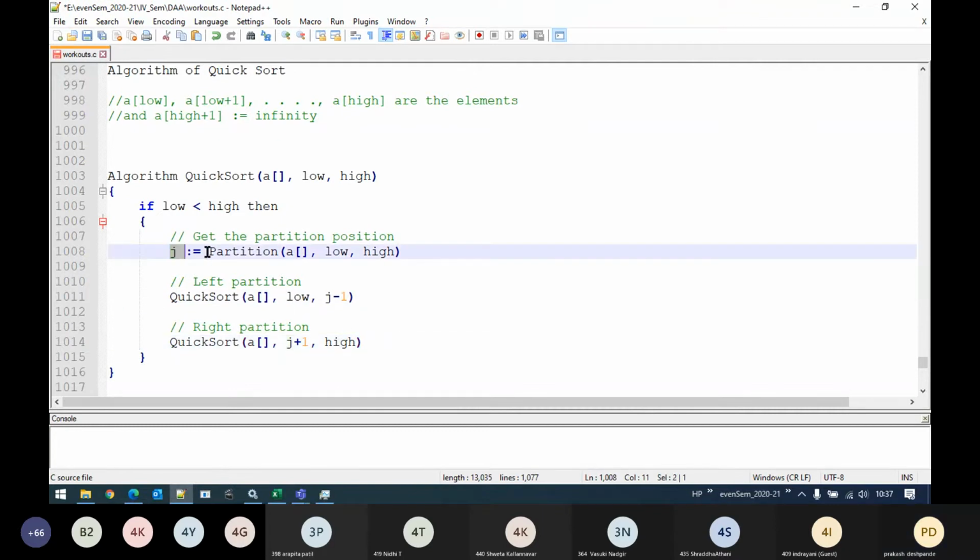Now call the partition here. This partition is another procedure which we have implemented in this algorithm. We will call it by passing the array, low and high. What this partition procedure will do is make two halves of the given set of elements, and the partition position will be returned. At whatever position we make the partition, that position will be returned, and we will store it into a variable j. So we got a position where we are making the partition.